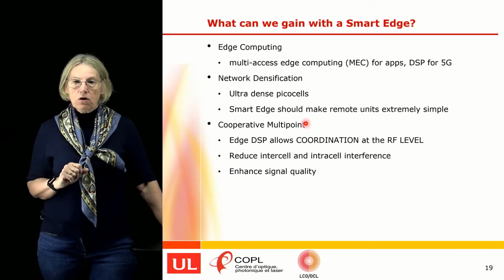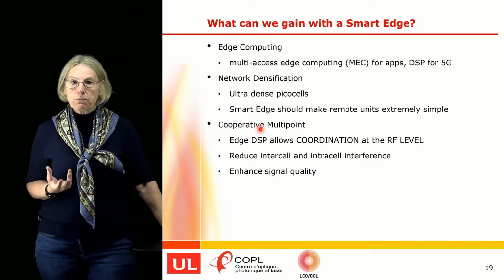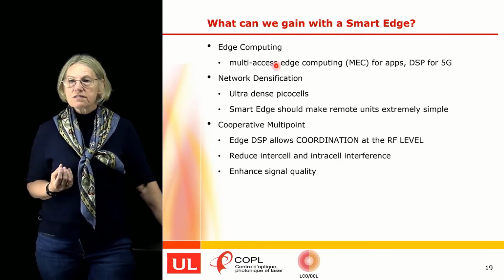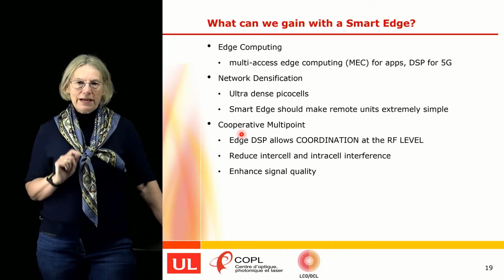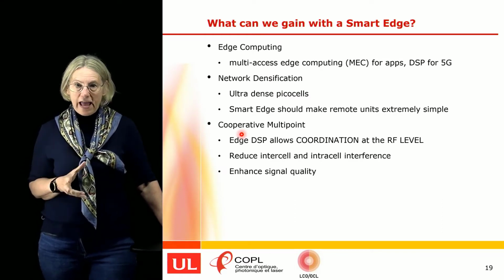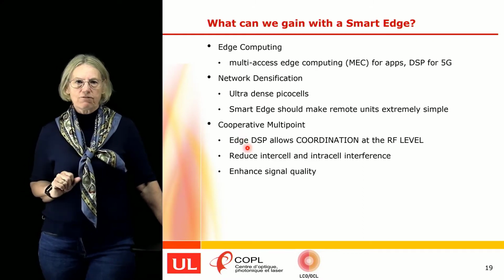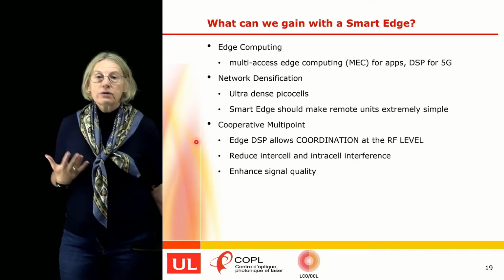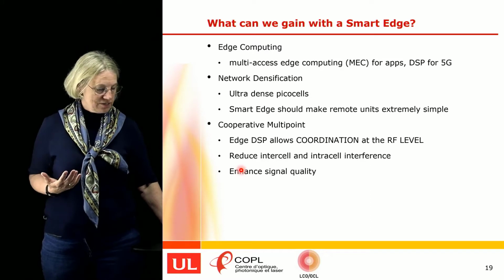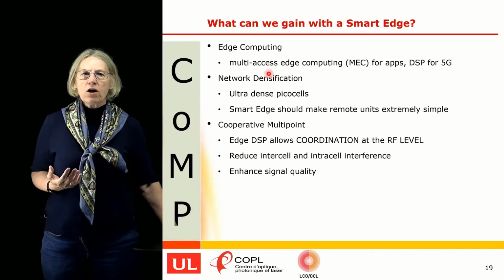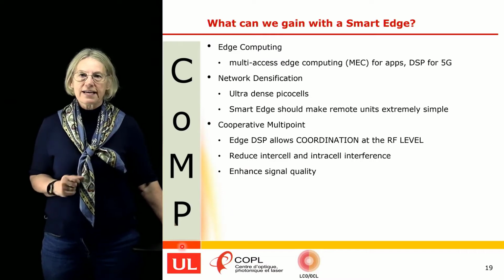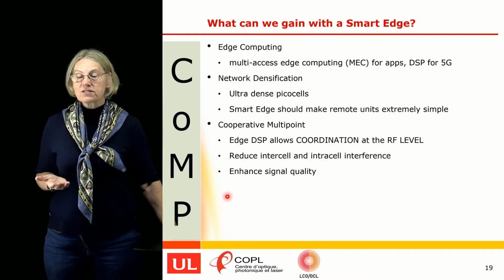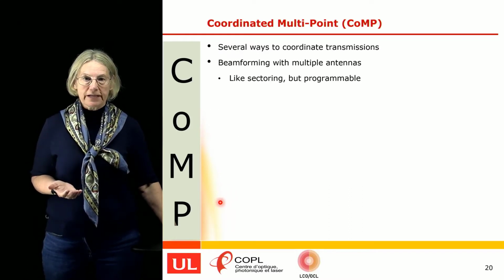Now, remember that box I said was called cooperative multipoint, and that's a lot about what we gain at the Smart Edge as far as what 5G signal manipulation is all about. So by doing digital signal processing at the Smart Edge, we can coordinate, as I mentioned, on the RF level. This will reduce the intercell and intracell interference and enhance signal quality, which will let us get to faster transmissions and more dense transmissions. So I call this CoMP, and since this is a tutorial, I'm going to take a little bit of time to explain to you what is being done with that coordination and why it's so important to keep the latency very low for these applications.